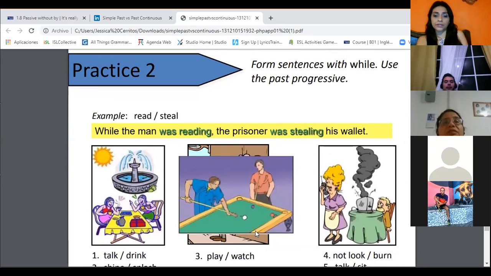Don't worry. The man was reading. While the man was reading, the prisoner was stealing his wallet. Ok, vamos a ver.